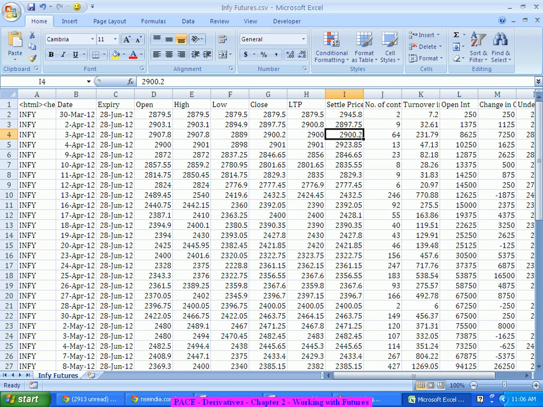So what are you doing by doing these two transactions? On 28th June, you are buying one share of Infosys, you are selling one share of Infosys. You are buying one share of Infosys at 2945. You are selling one share of Infosys at 29. You are losing 45 rupees.